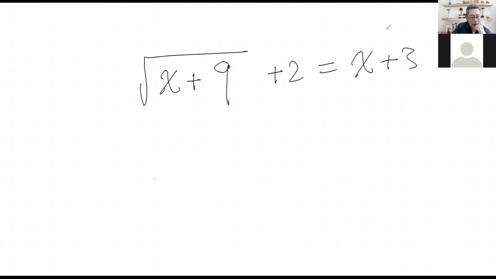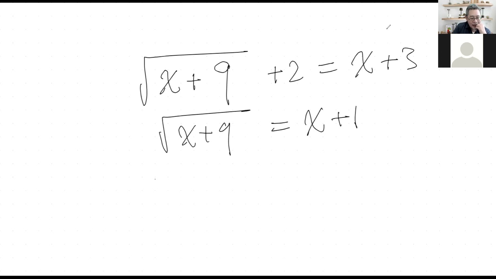Okay, square root of x plus 9 plus 2 equals x plus 3. Okay, let's do that one. And we got square root of x plus 9 equals x plus 1. Good? Yeah, are we okay here?